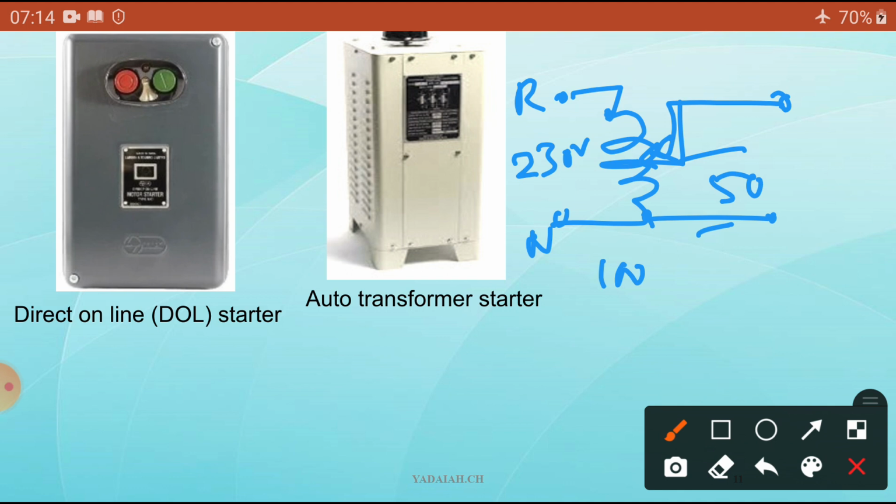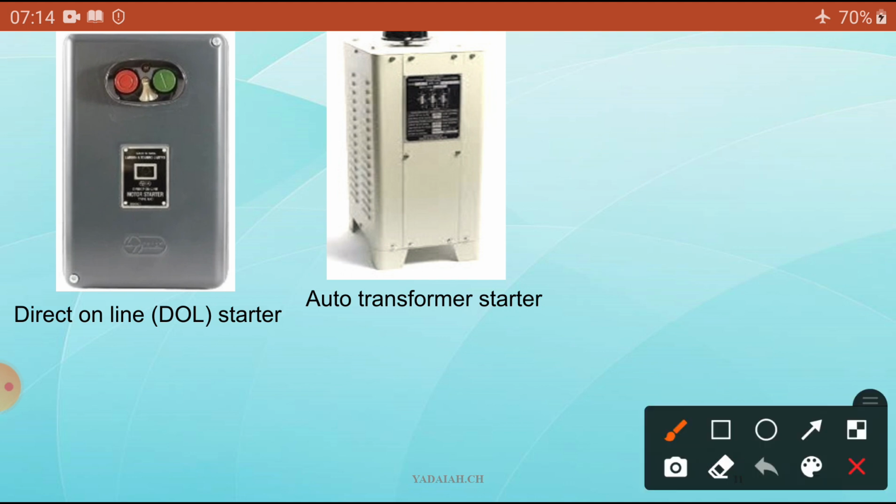Then what is the voltage? If I apply 230 volts, automatically 50%, that is 115 volts, appears on the secondary side. So by changing this knob, increasing and decreasing the number of turns, we get the voltage on the secondary side. Dear students, it is also possible to increase the output voltage. How, sir? Here there is a winding, you can see it.